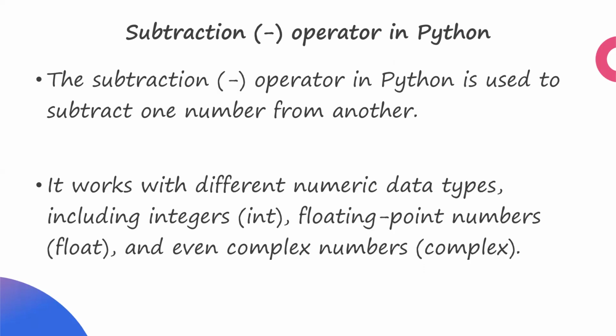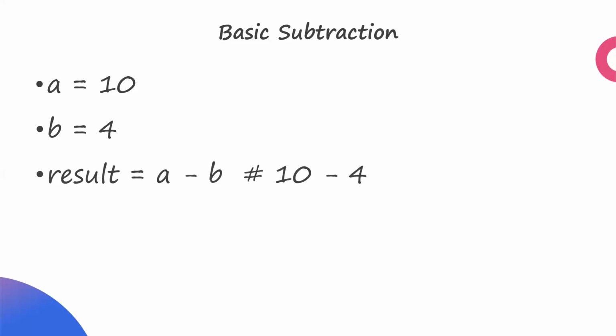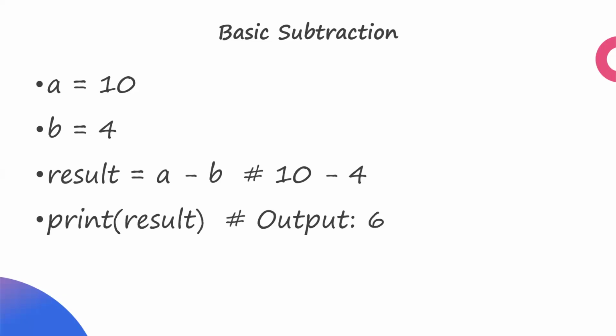So this is the basic subtraction. We have a variable A that contains 10, and a variable B that contains 4. We could just say A minus B, and the result would definitely be 6, because we are saying 10 minus 4. When you print the result, you're going to get 6.